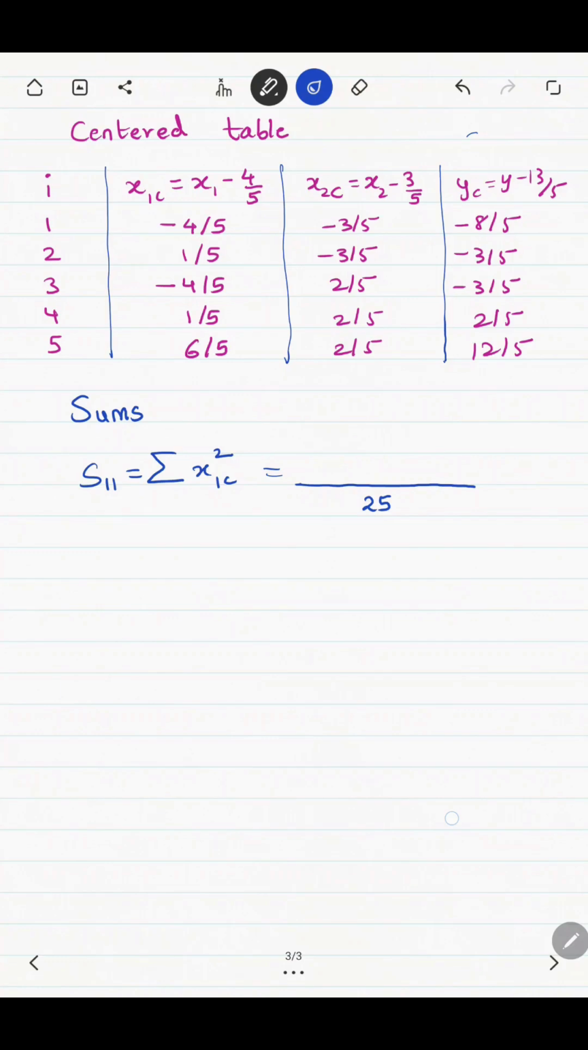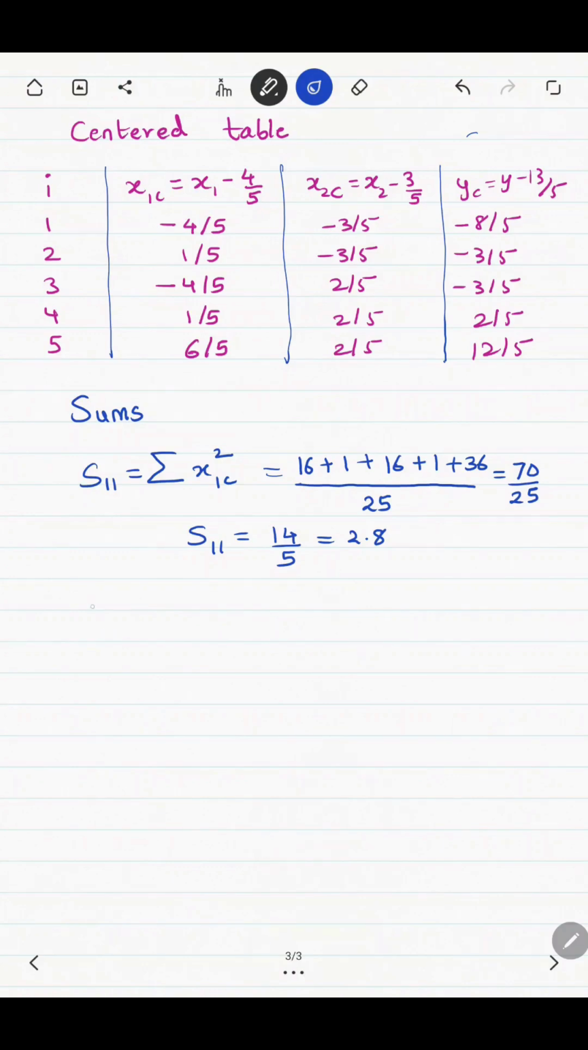And the numerator, so first one is 4, so 16. 1, then another 4 squared is 16, 1 squared is 1, and 6 squared is 36. And therefore, S11 will be 70 by 25 or 14 by 5 or 2.8.